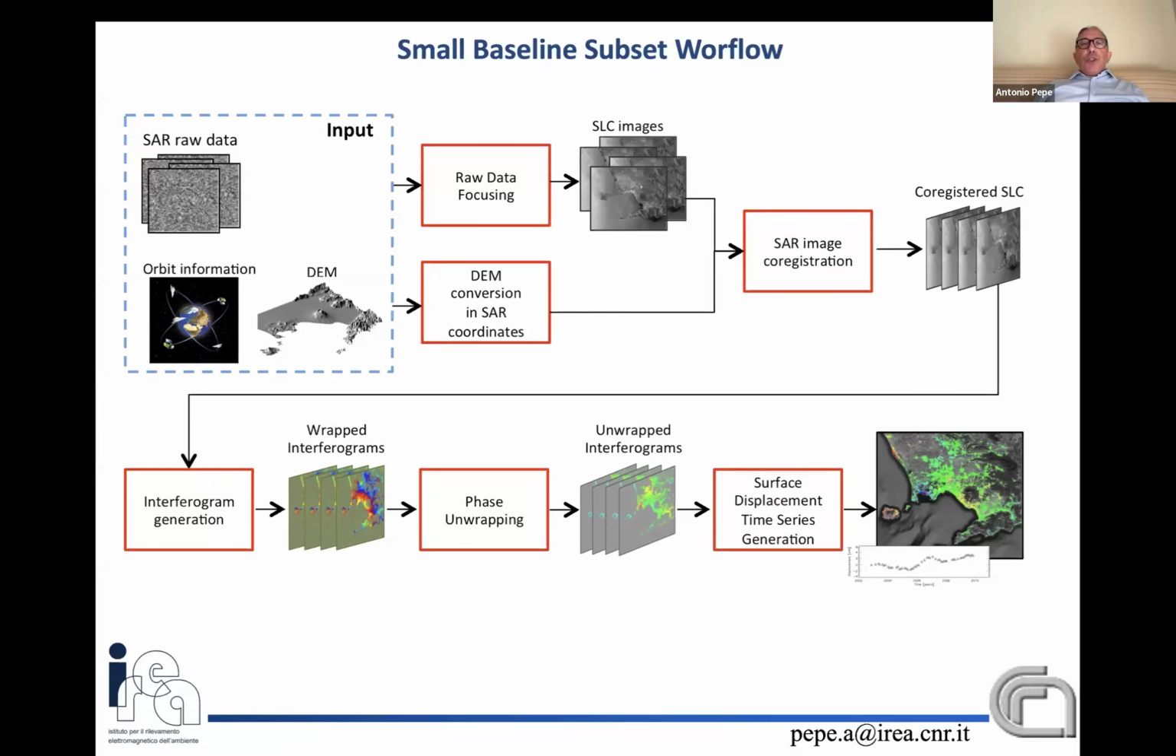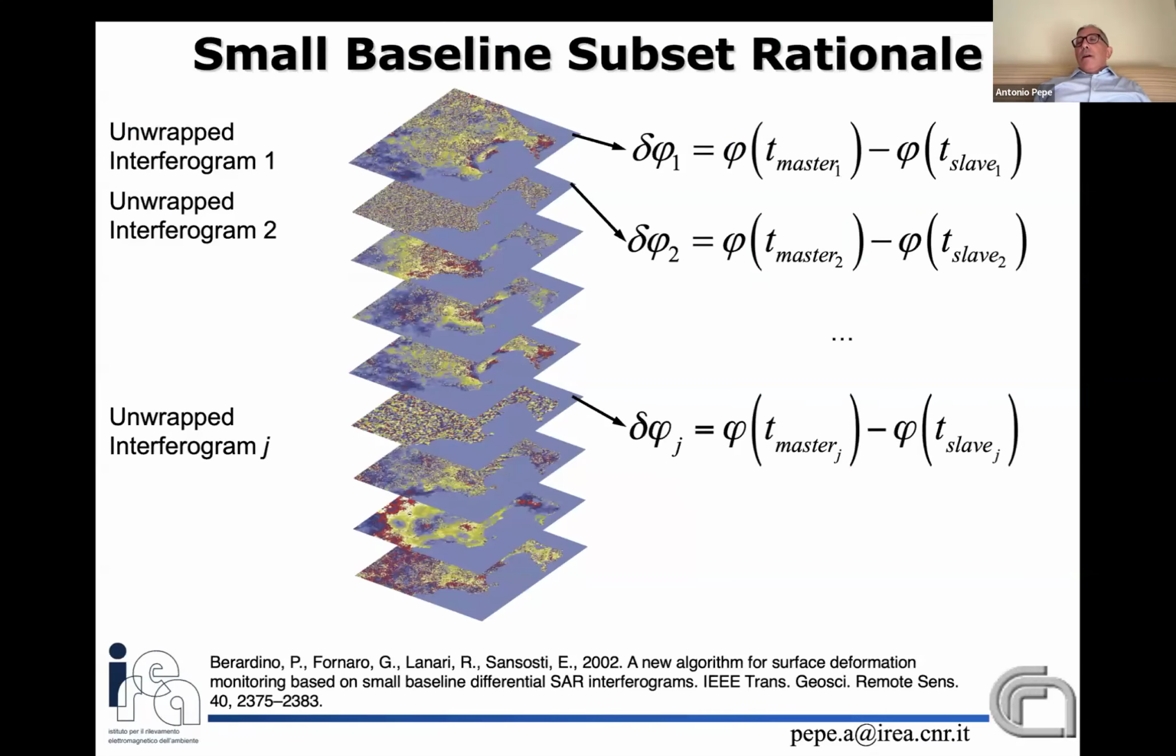In general, we do not have only one image or two images, but we have lots of images. And so we can generate a series of interferograms. Starting from these interferograms, we are able to compute the line of sight component of the ground deformation, and we are able to reconstruct the ground displacement time series and the mean deformation velocity maps. This is the basic idea of SBAS.